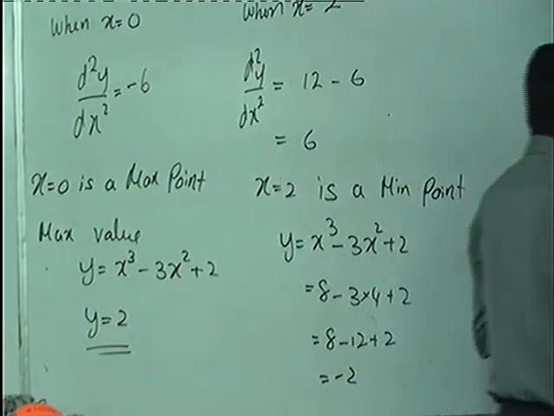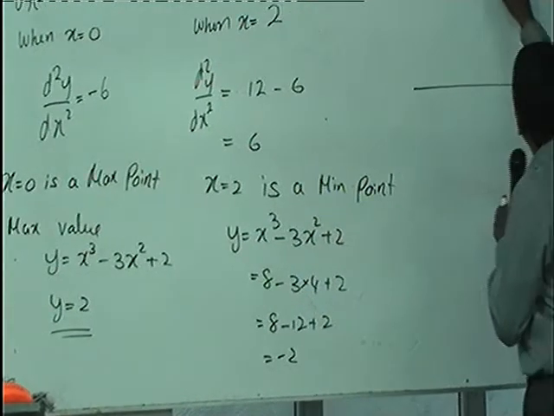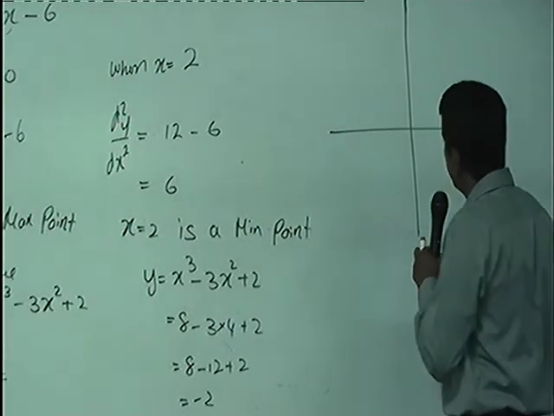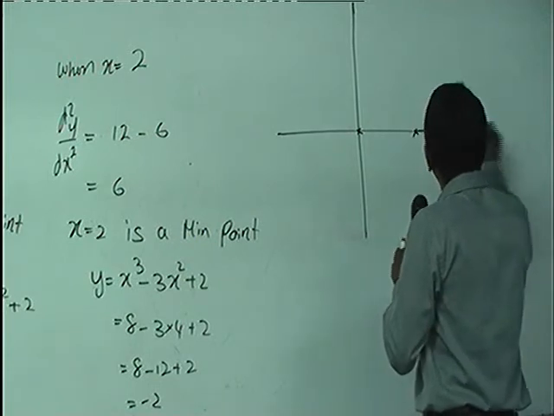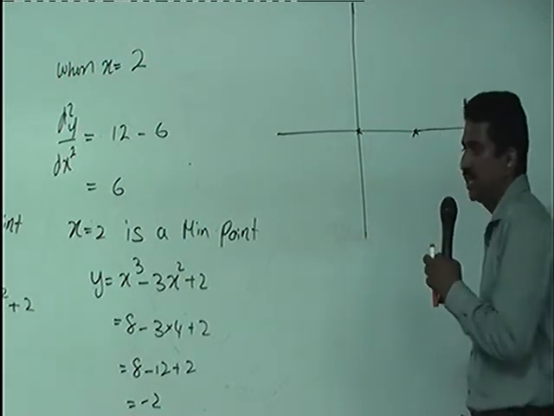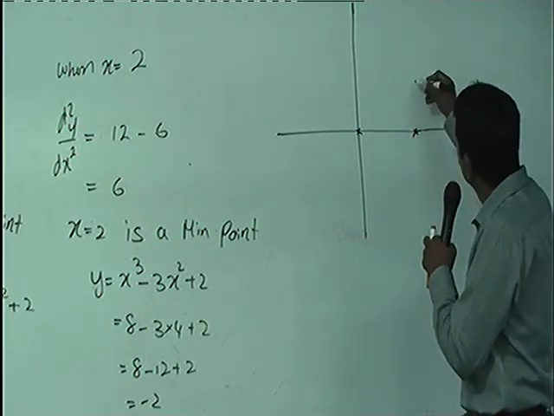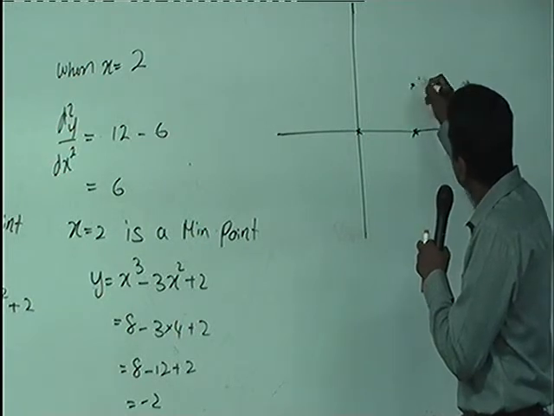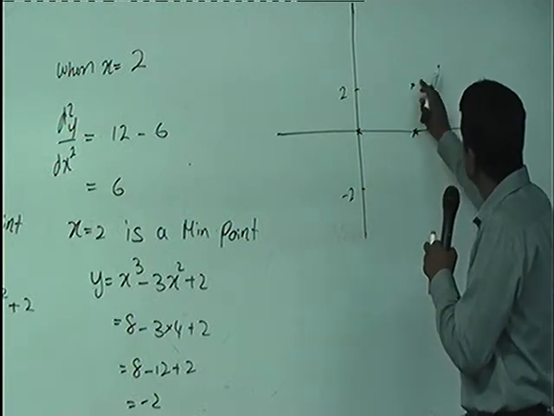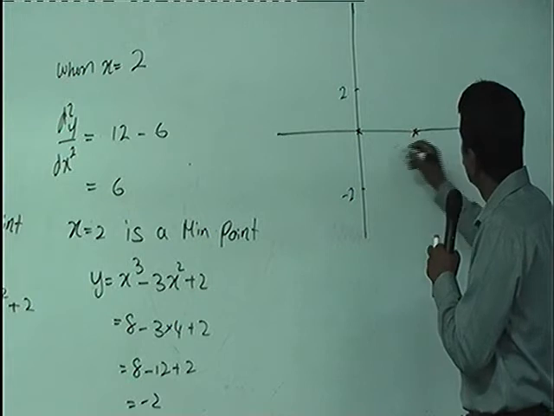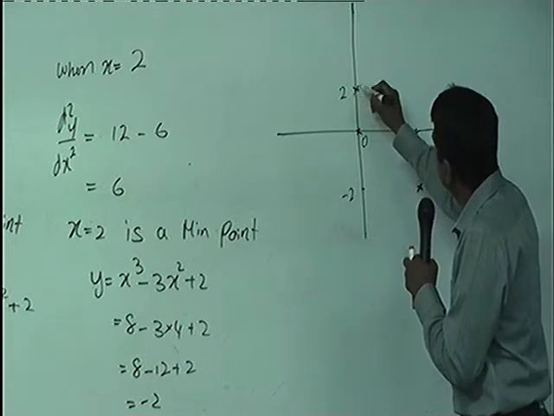Then we can draw the curve. We can draw the curve now. So we got the points x equals 0 and x equal 2. Now when x equal 0, the value is 2. When x equal 2, the value is minus 2. So these are the 2 points. One is here, the other one is here.